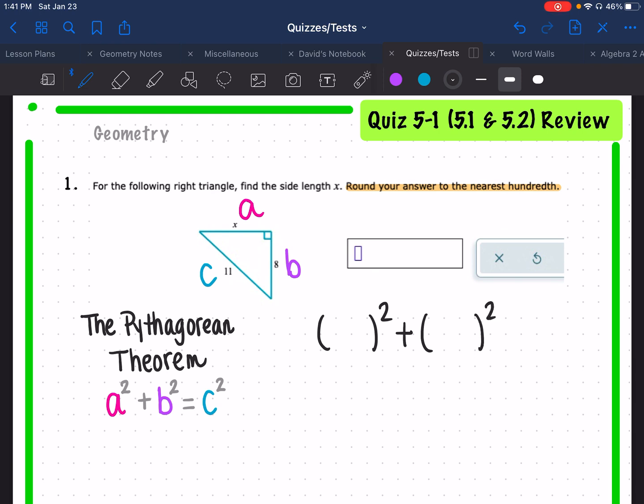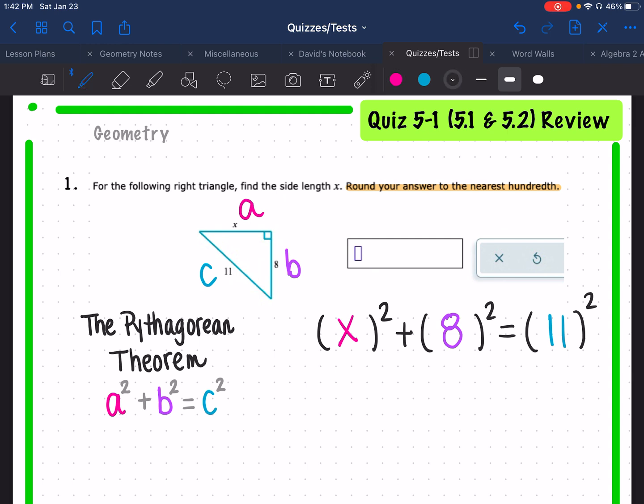So let me get my Pythagorean theorem ready. I'm going to make what I like to call a skeleton, which is just going to allow me to substitute in my values very quickly. Since I know that C goes here, I'm going to place the 11 over here. And then my 8 goes right here. And of course, my A value is x.